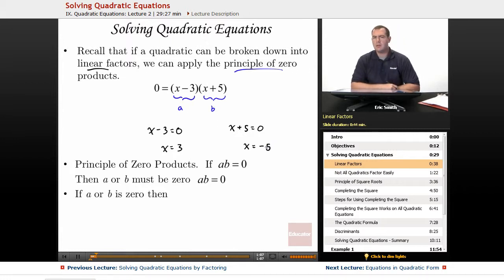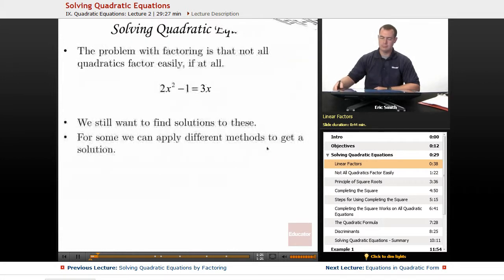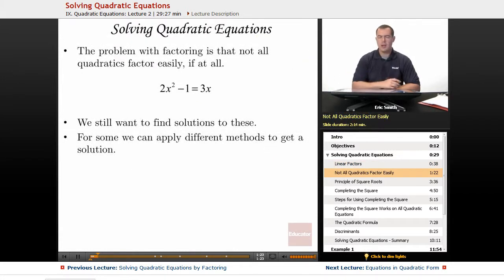Now, of course, one downside to using a process like this is that it really relies on our factoring techniques. So we have to be able to factor one of those quadratics and be able to grab them and set them equal to 0. Now, the reason why that is so much of a problem is because not all quadratics factor easily. In fact, some don't even factor at all if you're really searching around.